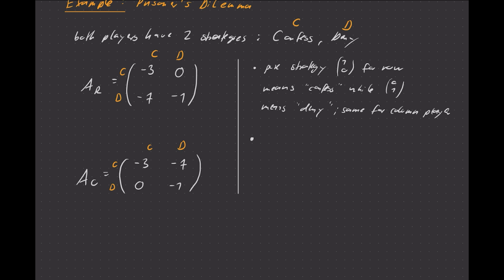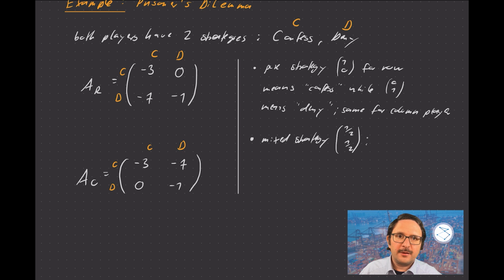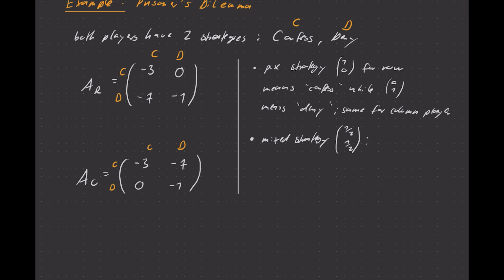An example of a mixed strategy, for example, that would be something like, let's say, 1/2 and 1/2. That would mean the player confesses with a probability of 50% and denies with a probability of 50%. So basically that's a setup where each player throws a coin, and if it shows heads, then he'll confess, and if it shows tails, then he won't. So mixed strategy.